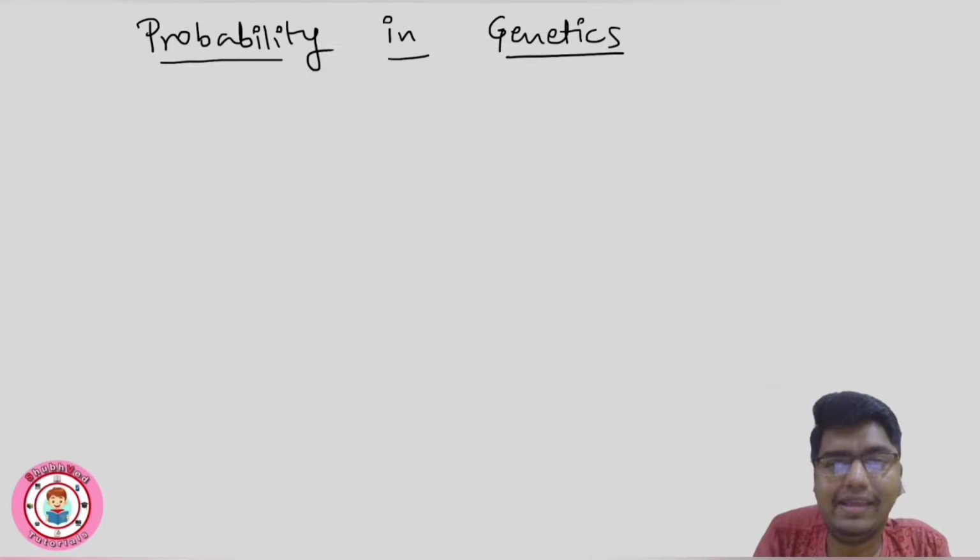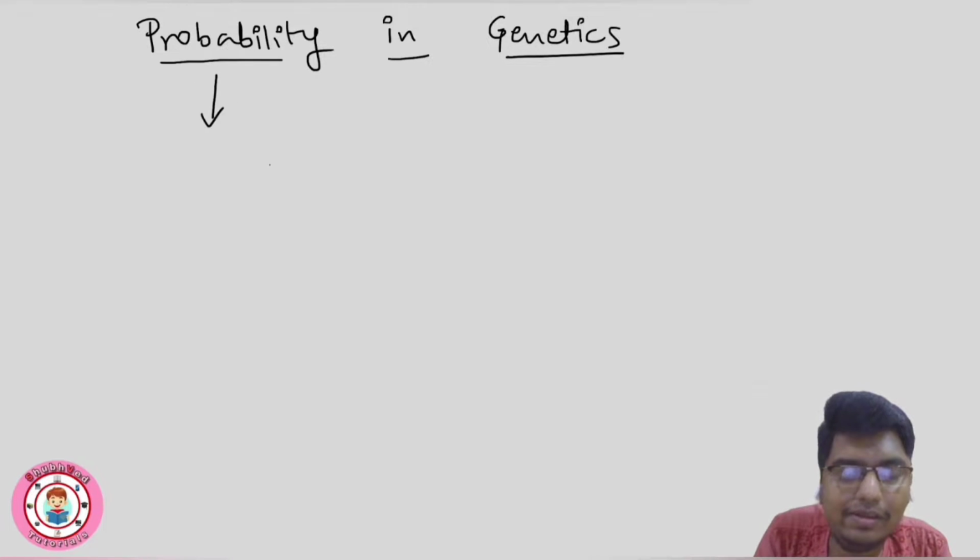In this video, we are going to study probability in genetics. First of all, we are going to start with probability as we have already studied in maths, and then we will see how it is related to genetics, meaning how the sums will come and how to solve them using probability. So let's get started with the video.